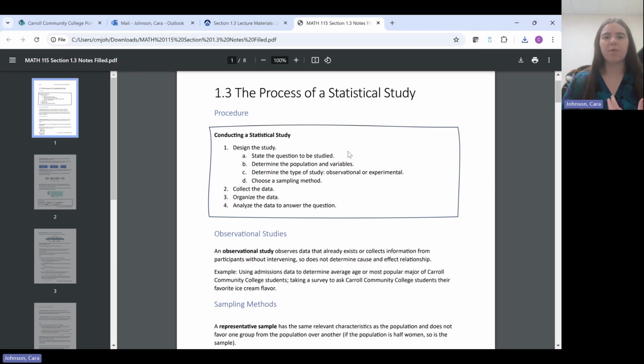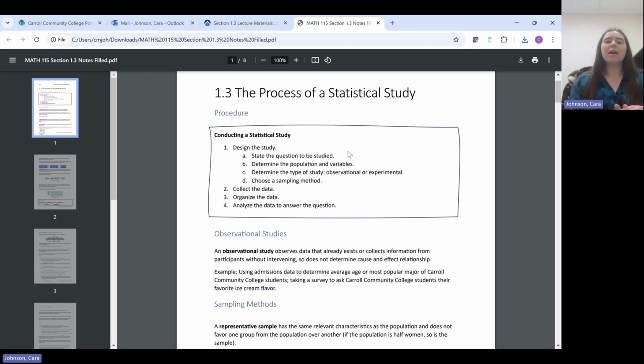To give an example, you may want to know, what is the effect of a certain diet on weight loss? There are a million different questions that you could ask and conduct a statistical study for. Or, what is the average age of community college students in the US?